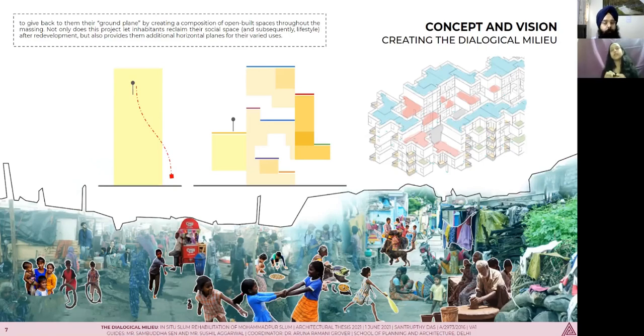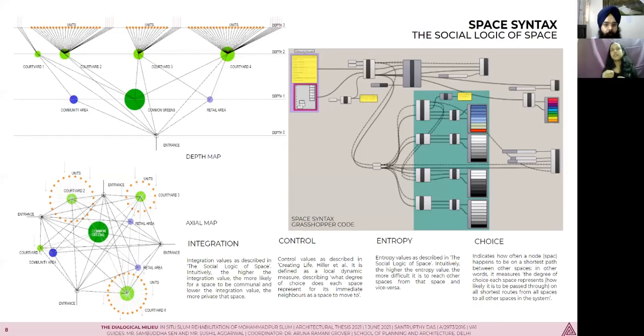From there, we come to the social logic of space. Here, I realized that it's important to let architecture, or the science of design, be available to them.